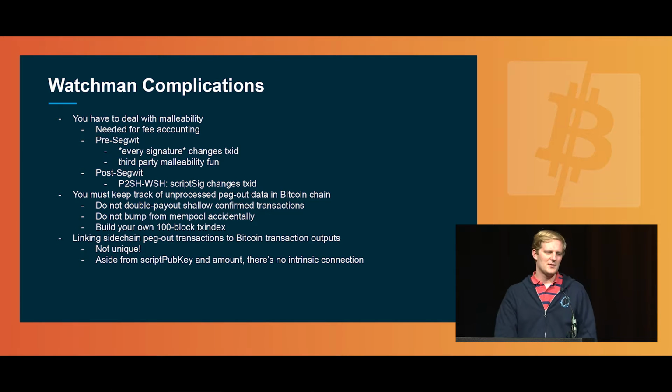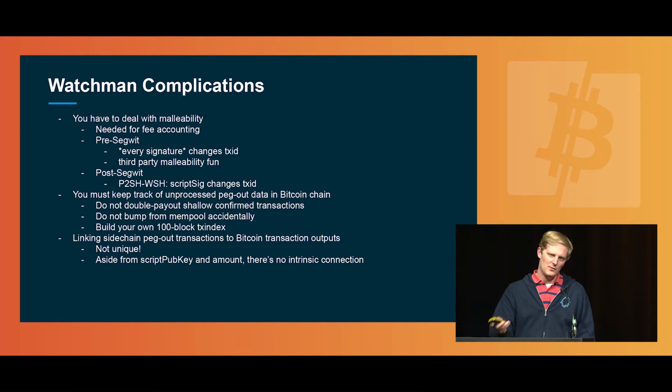For fee accounting reasons and other reasons, you also need to deal with malleability. So pre-SegWit, I mean, originally this was built and it's pre-SegWit, and basically every signature changes the TXID. It's very, very difficult. But even in the post-SegWit era, you have to think about little things like how are you passing around these proposals? Do you track the thing you just filled in the script sig for or not? Little corner cases like that.